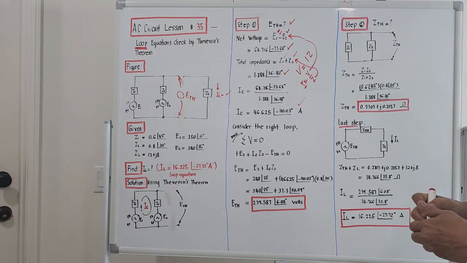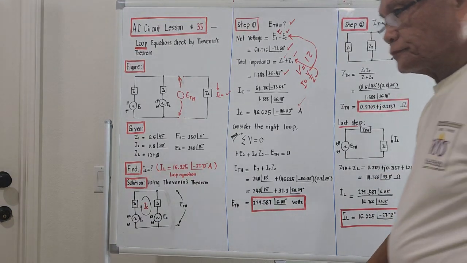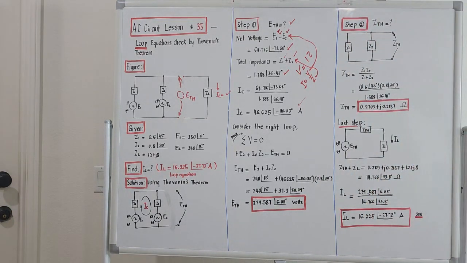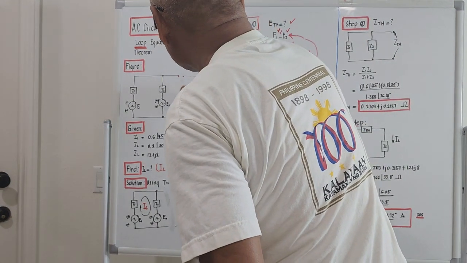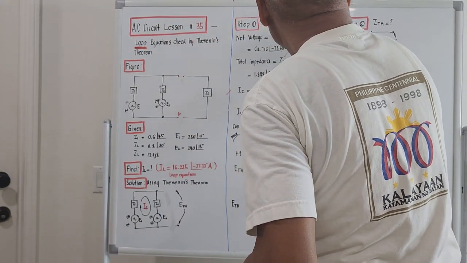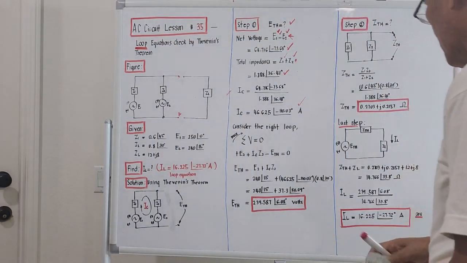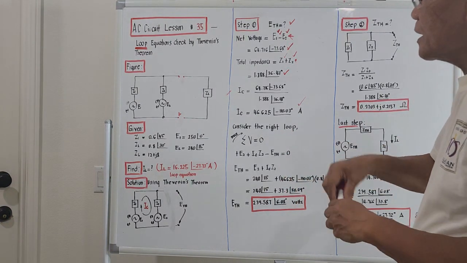Let's try to compute for ETH. I will try to remove this one so it will look good. Considering the right loop, it is this one.